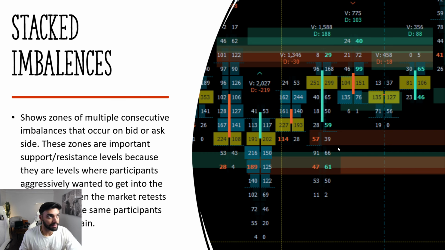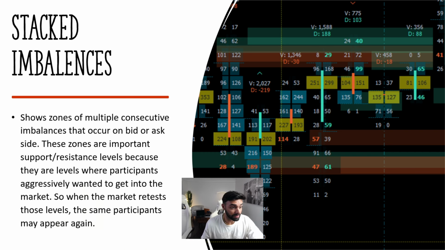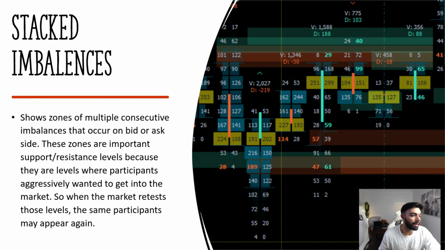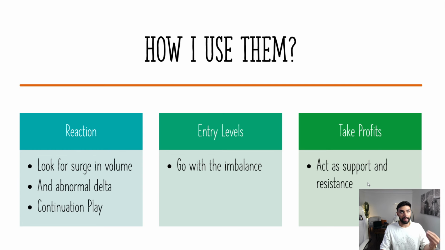And stacked imbalances happen all the time, right? These are just zones of consecutive, multiple imbalances that occur on the bid or ask side. These zones are important support resistance levels because they're levels where participants aggressively wanted to get into the market. So when the market retests these levels, the same participants might appear again to protect that level or actually break through. So you'll see stacked imbalances like this all the time when you're looking at the footprint charts. But again, understand that they are an abnormality, right? They're a big offer, a big bid coming into the market, an abnormality.